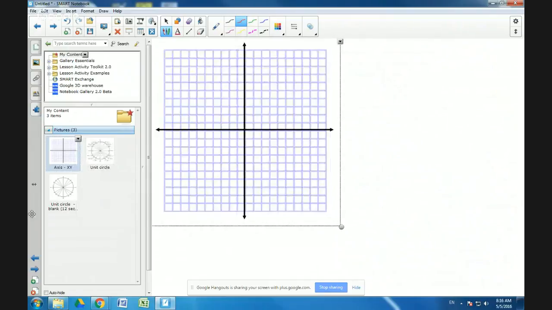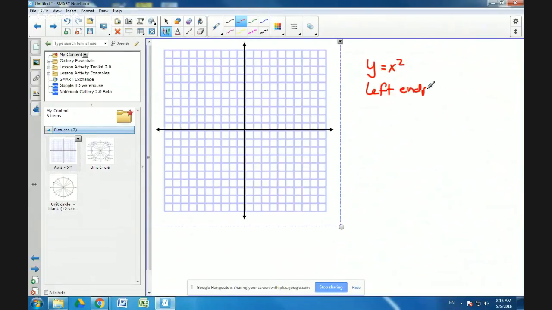Let's do y equals x squared. We call left endpoint rectangles.